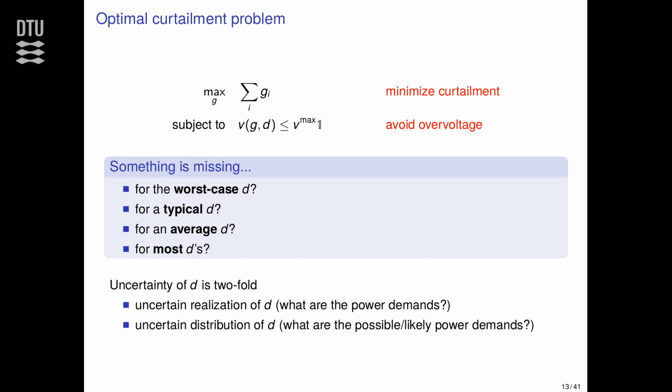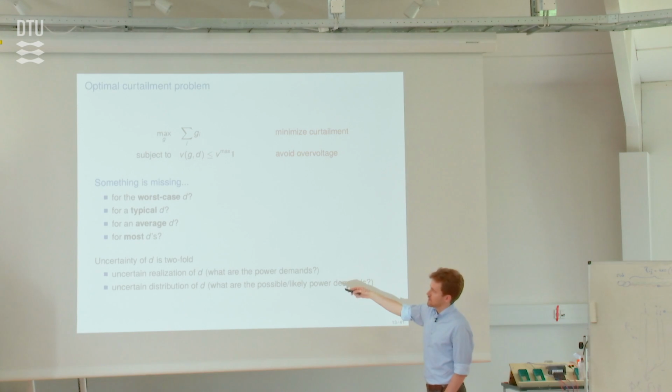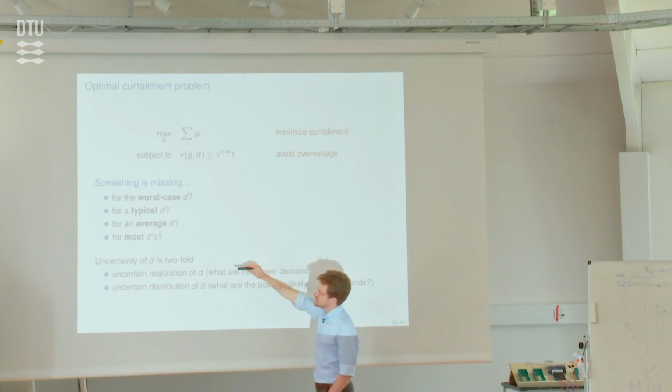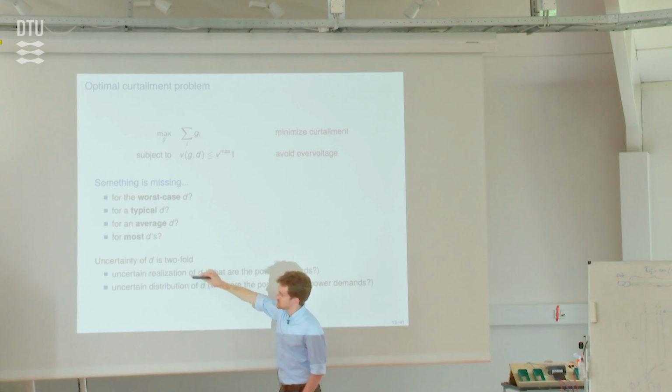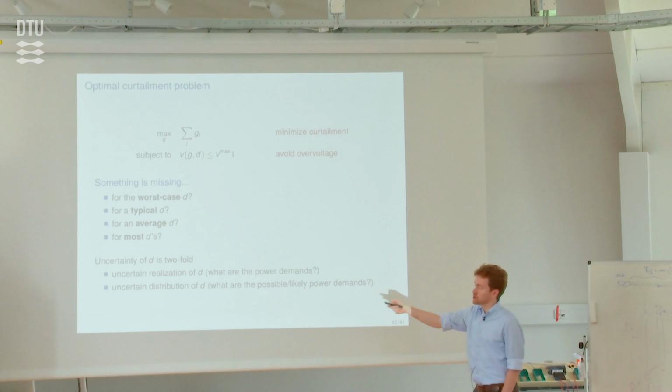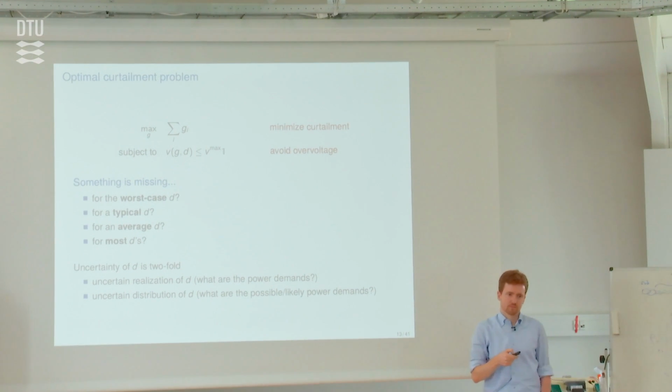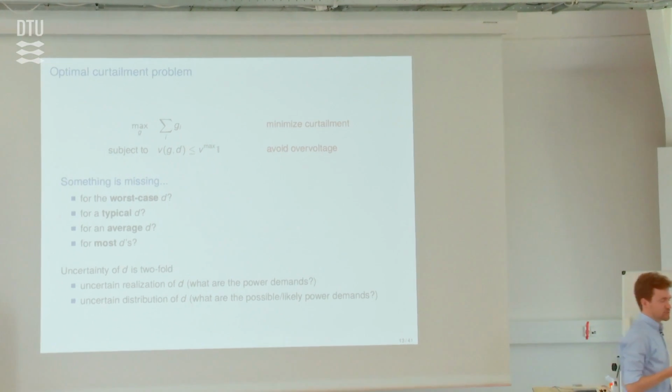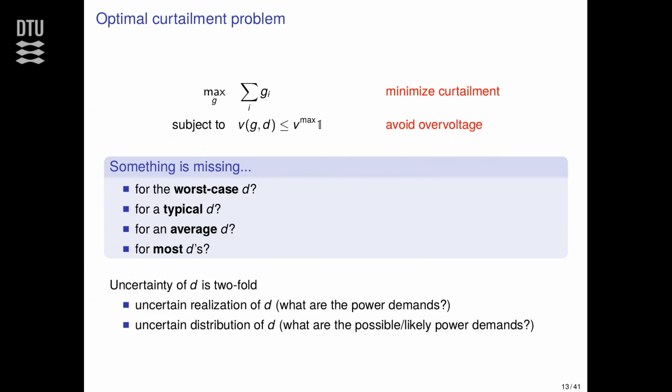And there are two kinds of uncertainty here, which was mentioned even before in one of the answers to your questions. We don't know this uncertainty in two different ways, which are subtle but are different. The first one is that we don't know D because we cannot measure D, right? We don't measure D because it's not part of our sensors. So we don't know the power demands. We have to do something about this kind of uncertainty.